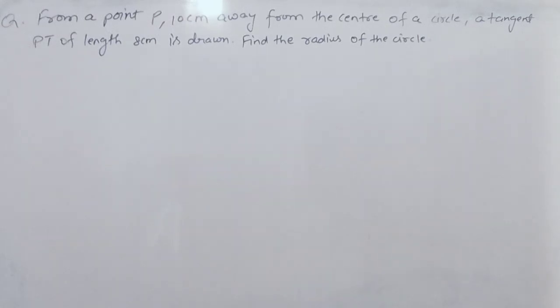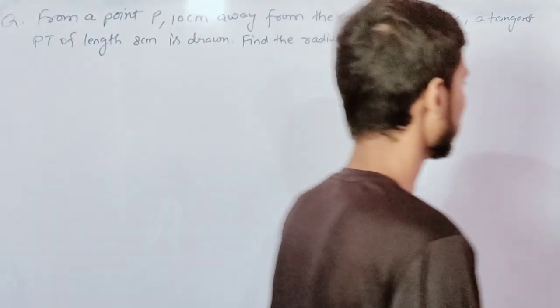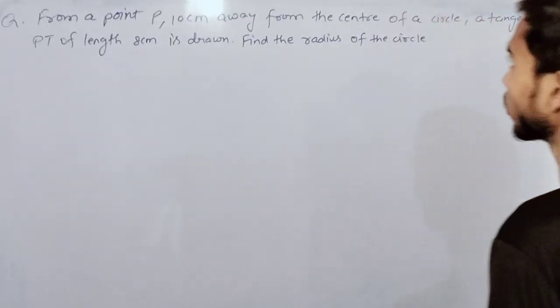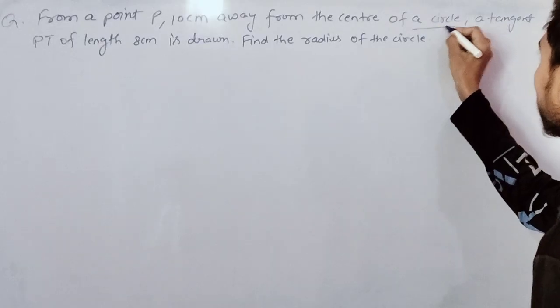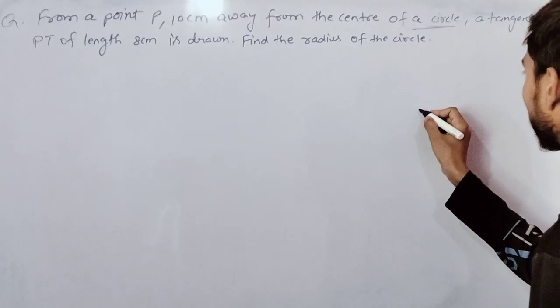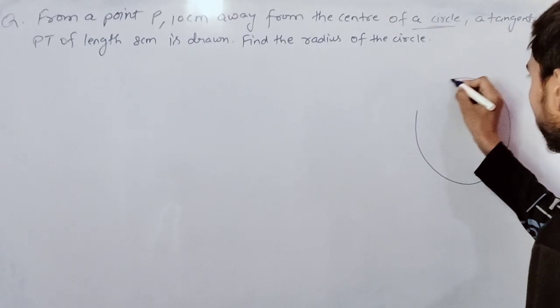The question is asking: from a point P, 10 centimeter away from the center of the circle. It is saying that we draw a circle.